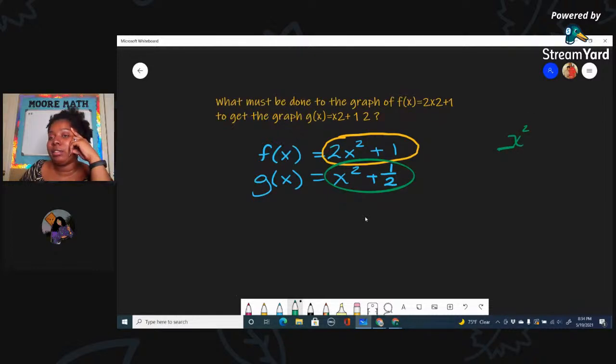Even though I can't see it. A 2? Not a 2, because then it would become 2x squared, right? I can put something here that doesn't change it from being x squared. A 0? Okay, so if I do 0 times x squared, 0 times anything is what? 0. Right, so it stops being x squared. I need to put something here that will keep it as x squared. What can I multiply by x squared that equals x squared?